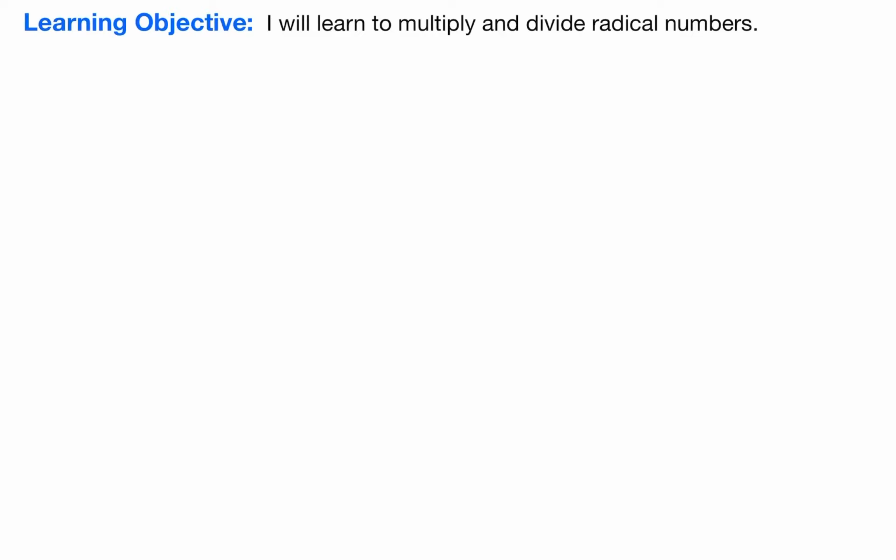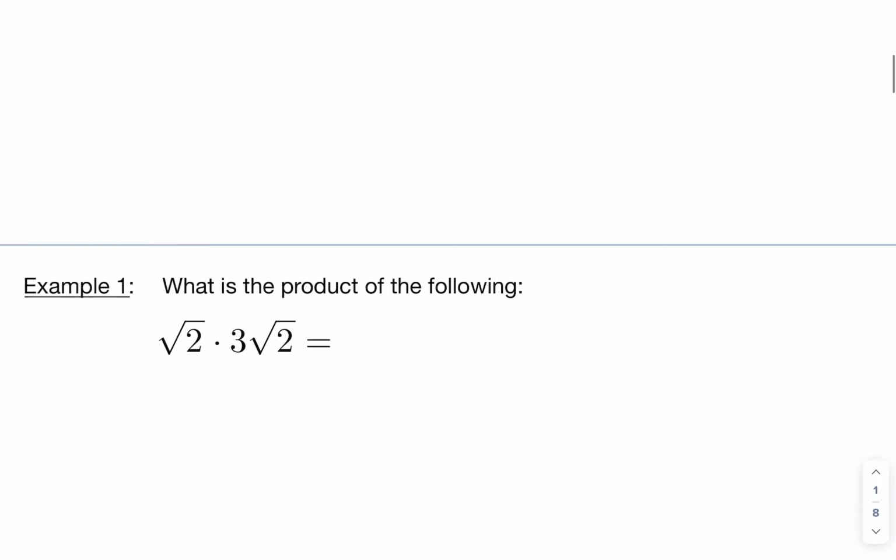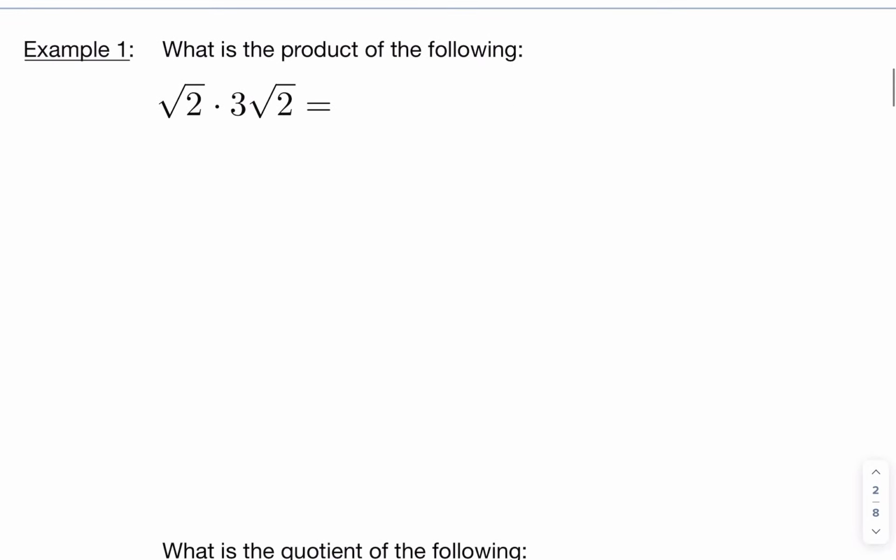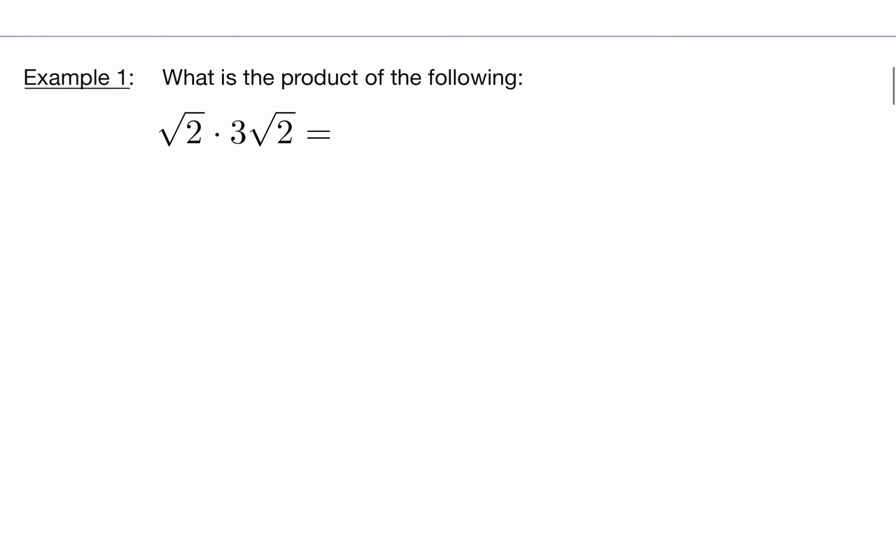All right, class, in this lesson, we are going to learn to multiply and divide radical numbers. So let's go ahead and get started with our first example. So we're going to start off fairly easy, and we are looking for the product of square root of 2 times 3 square root of 2, okay?